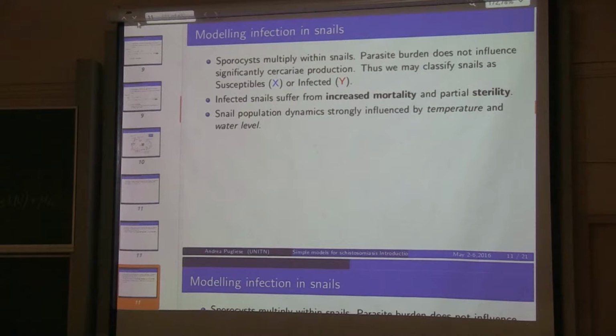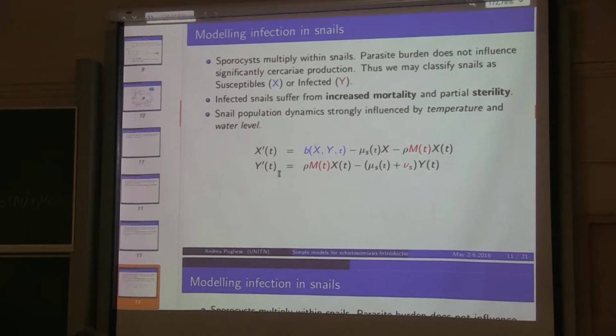And I'm not really talking about that also because there is very little that I know has been done on that, but this is something that is definitely worth studying. So how would the equation look like? Well, the equation for the susceptible will have a birth rate, a death rate, and the susceptible will be infected by encountering Miracidia. So it is more or less a classical term.